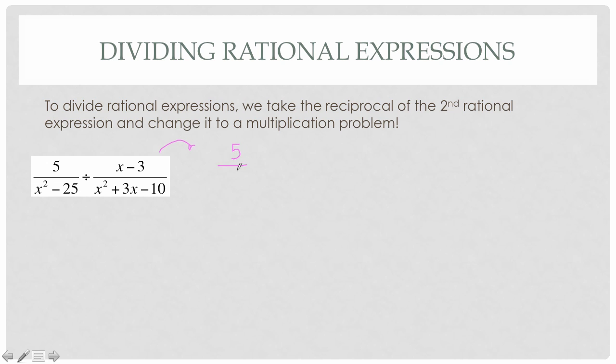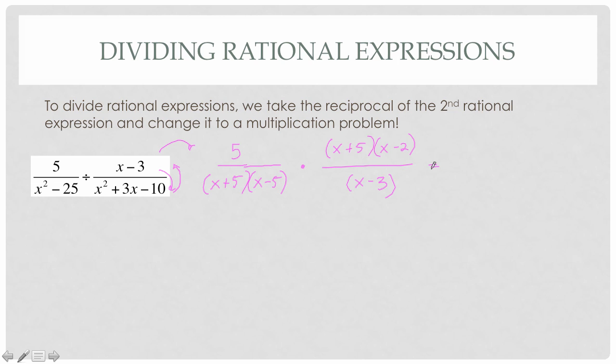So it becomes 5 over, I'm going to go ahead and factor the bottom. So that's x minus 5 times x plus 5, times, and then this goes in the numerator, and then this goes in the denominator. So x squared plus 3x minus 10, I'm going to factor into x plus 5 times x minus 2. And then x minus 3, there's nothing to factor there, so that just stays in the bottom. But there you go. It's now a multiplication problem.